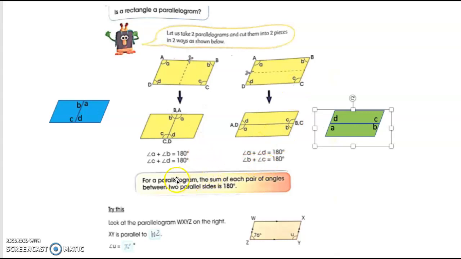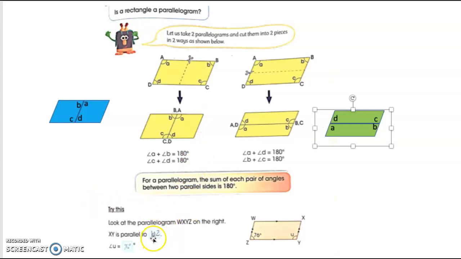For a parallelogram, the sum of each pair of angles between two parallel sides is 180. That means this is a pair, right? One pair of angles between parallel sides, another pair of angles between parallel sides. That means if you sum up each pair, it will be equal to 180.